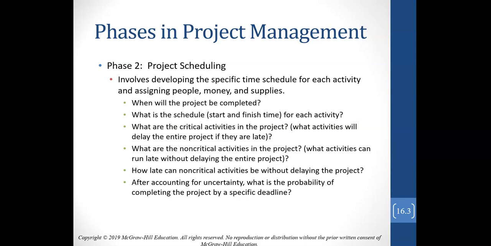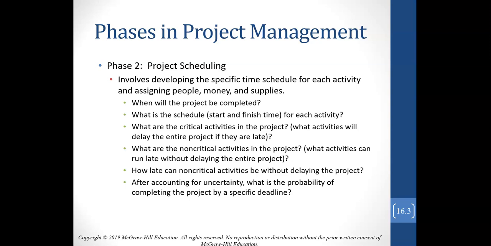The second phase in project management is the project scheduling, and this is where we get detailed, specific time schedules for each activity and the people and resources and, of course, the money that needs to be assigned to each one of these activities. We will determine when the project will be completed based upon all of our schedules. What is the start time of the project and when will it end? What are the critical activities in the project?